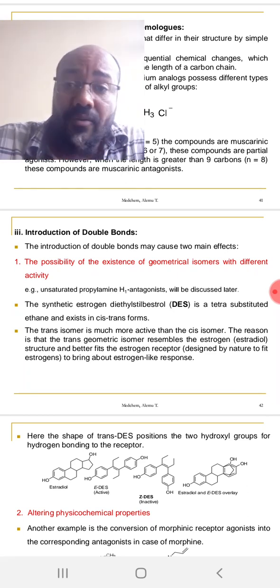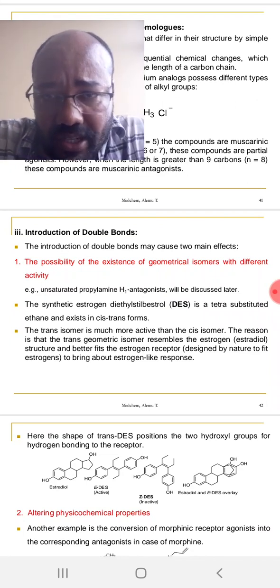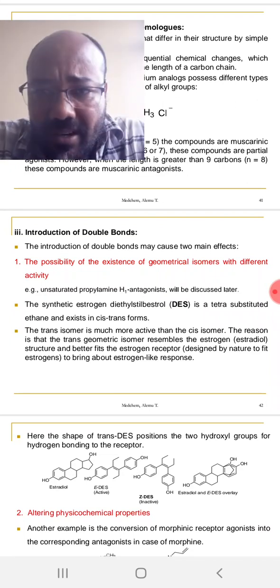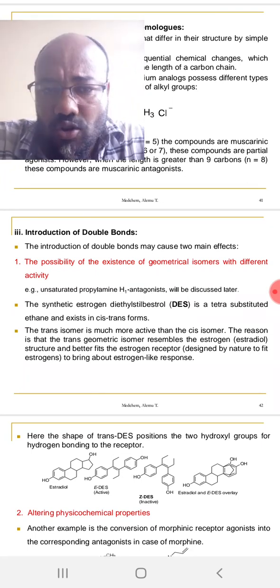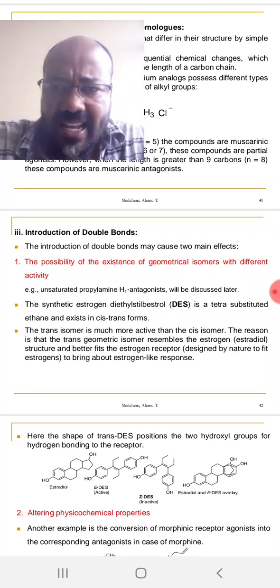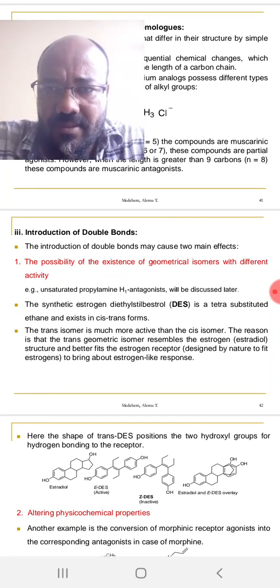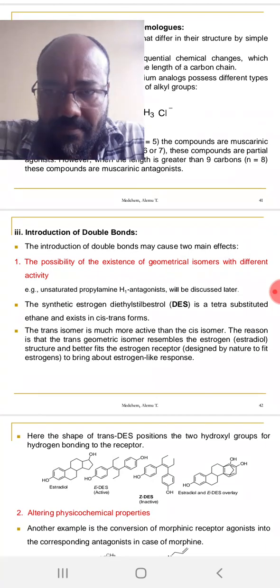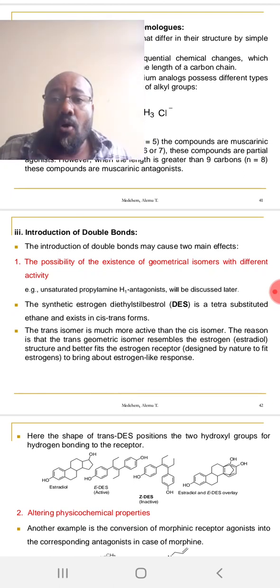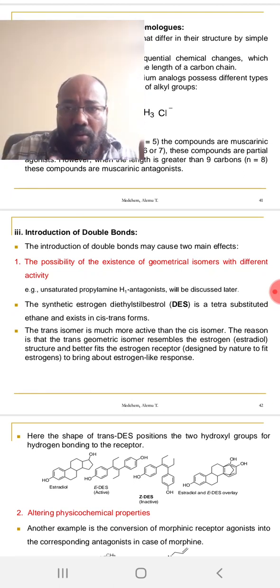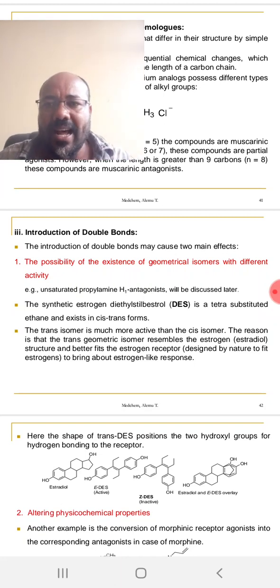Here, whenever we introduce a double bond in a compound, there may be the probability of geometrical isomerism with different activity. You know that cis and trans compounds, E or Z compounds, may have different pharmacological activity. One is active, the other may not be active. Therefore, this is one possibility. Introducing a double bond will produce cis or trans isomers.